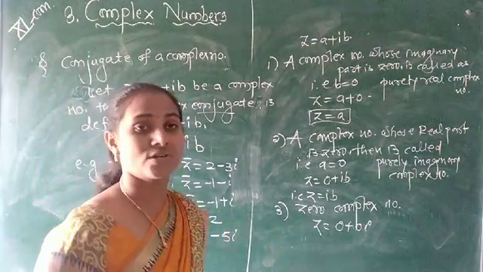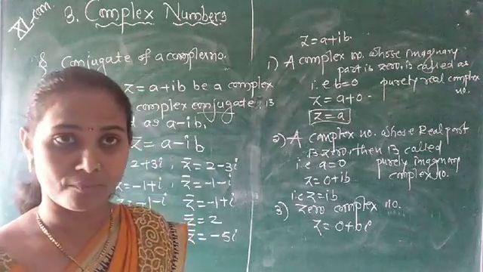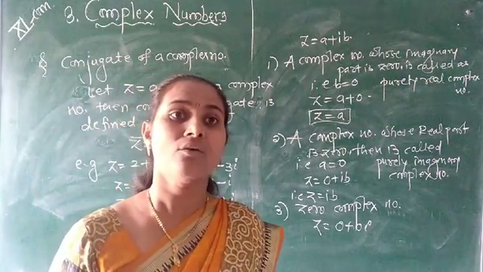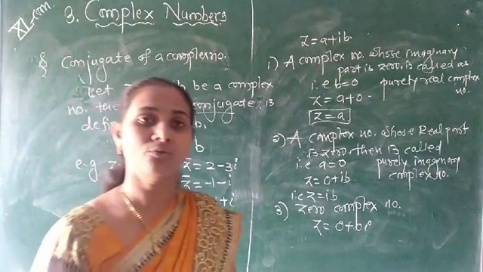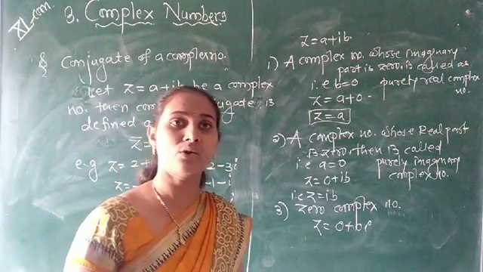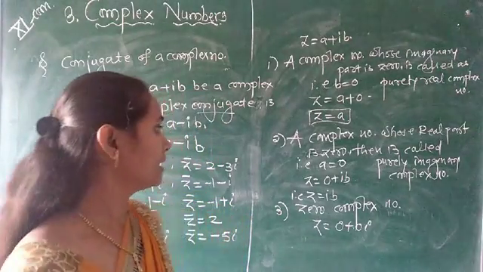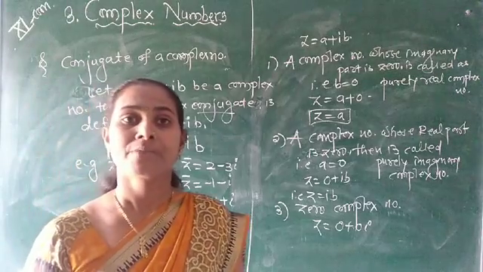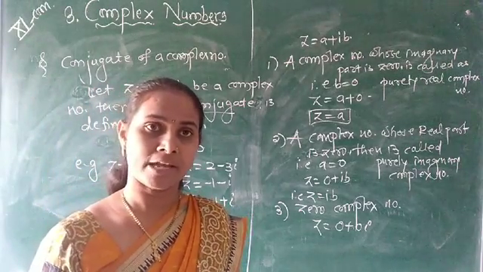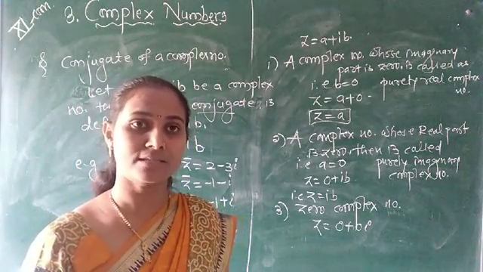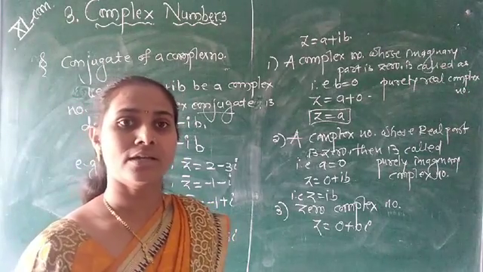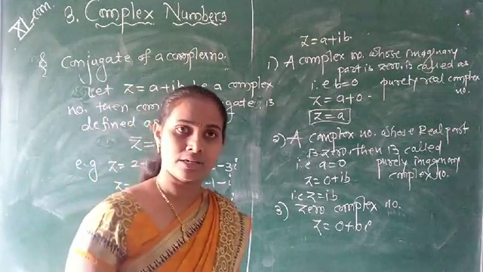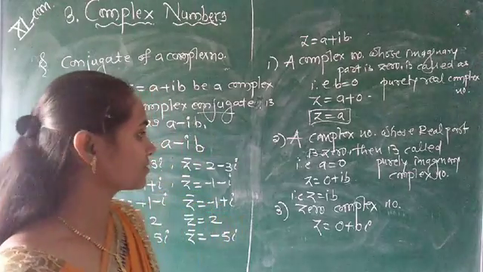So in this lecture we studied complex numbers. First we saw what an imaginary number is, a number in the form of ki. Next we defined the complex number. A number in the form of a plus ib is called a complex number, where a, b belong to R. The notation of a complex number is small z, where a is called the real part and b is called its imaginary part.